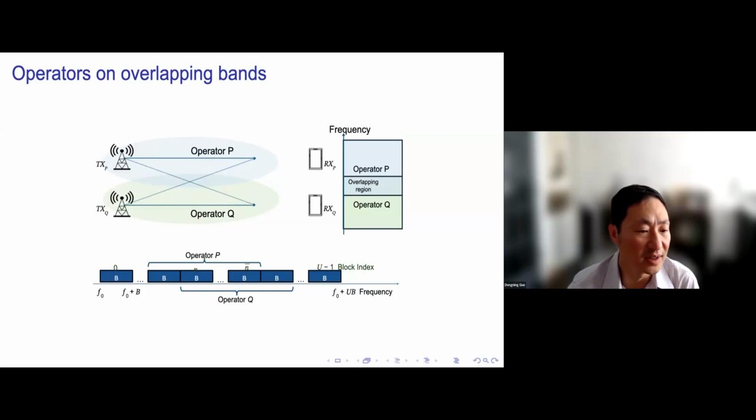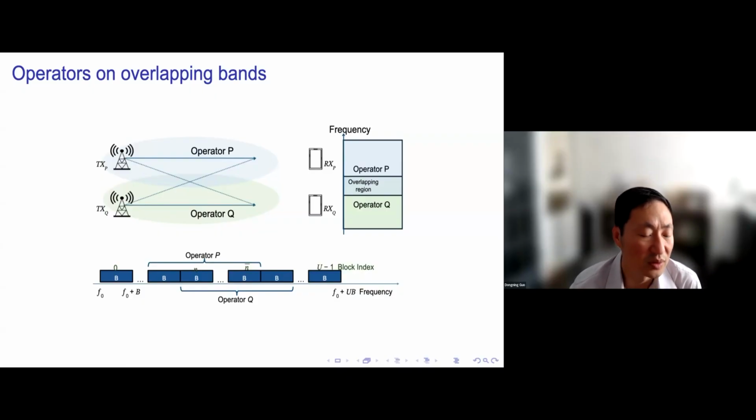Generally, we can divide radio spectrum into subbands, let's say 10 megahertz subbands. Those are the Bs identified here. Operator P occupies many of these subbands, and operator Q occupies many of these subbands. Certain transmissions may overlap in part, and here there is a segment of intersection between operator P and operator Q's transmissions.